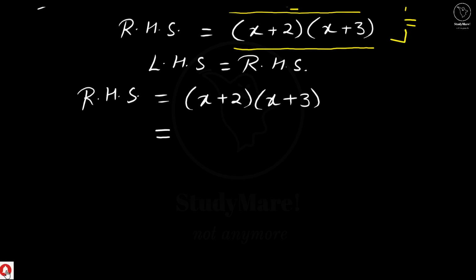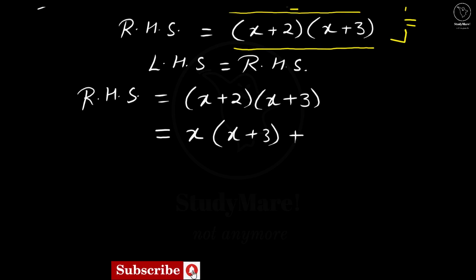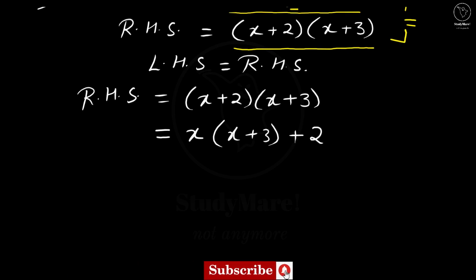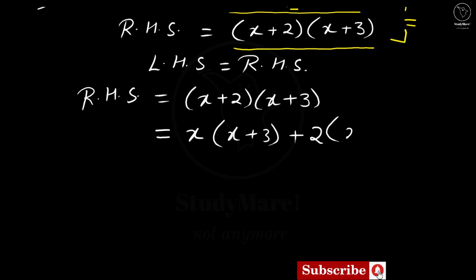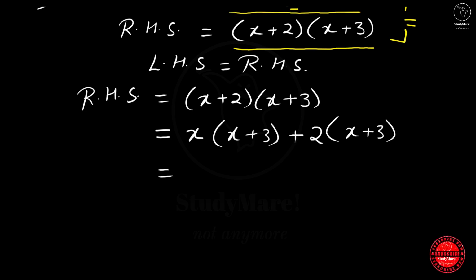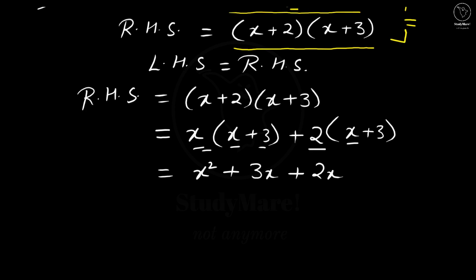This is equal to x into x plus 3 plus, we pick up the second term from the first expression, that is 2 multiplied by x plus 3. Open the brackets by multiplying x into the inner terms, so we get here x square, that is x into x, and then this x will be multiplied to 3, so we get plus 3x. Same way here we have plus 2 multiplied to x, we get plus 2x, and then this plus 2 gets multiplied to plus 3, so we get plus 2 into 3, 6.